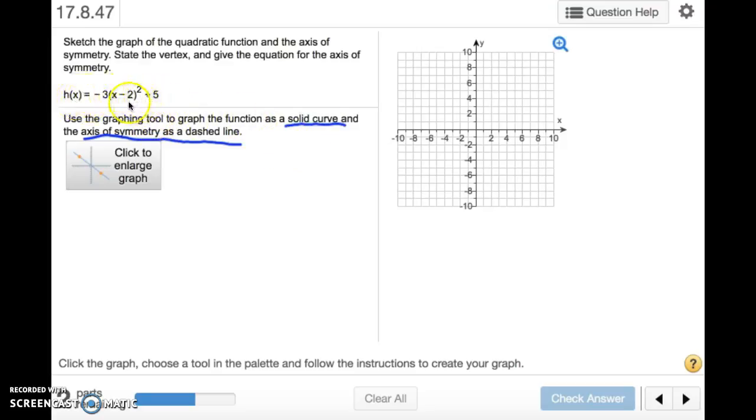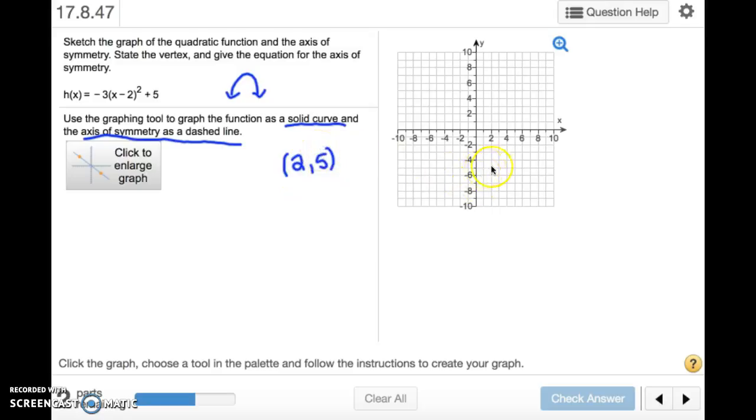Here's the equation. As I said before, it's negative 3, so the a value is telling me that this graph is going to open down. So it's going to look like a frowny face. And right here I have the information for my vertex. So this is negative 2, and again I have to switch that and use positive 2, and my k is 5. So I know that my vertex is 2, 5.